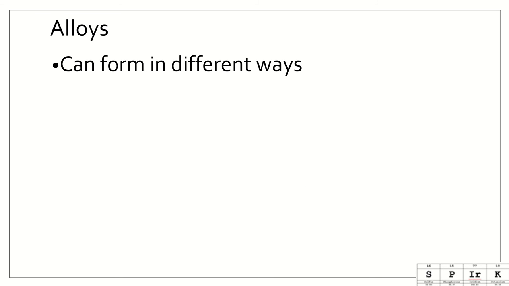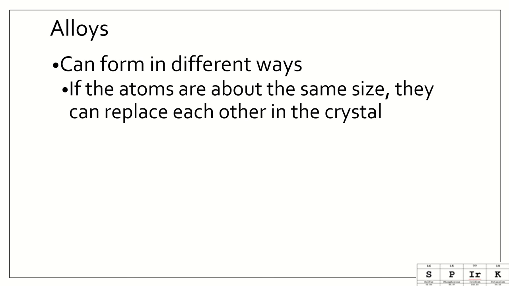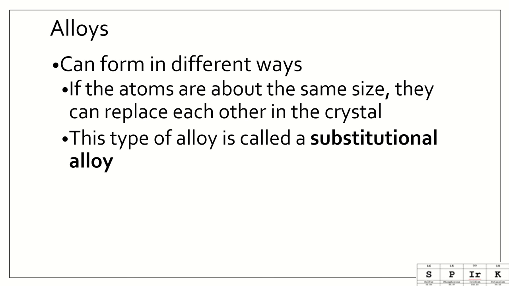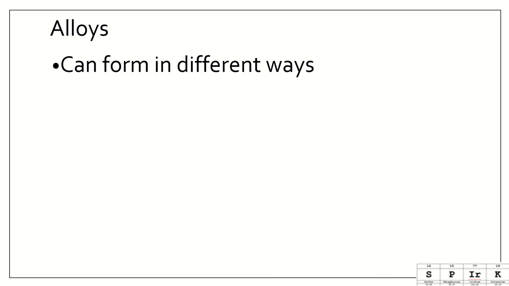These alloys can form in many different ways. If the atoms are about the same size, they can replace each other in the crystal. This type of alloy is called a substitutional alloy. So think about, on a sports team, somebody goes and substitutes in for somebody else. It's just like that here in the crystal lattice of a metal.